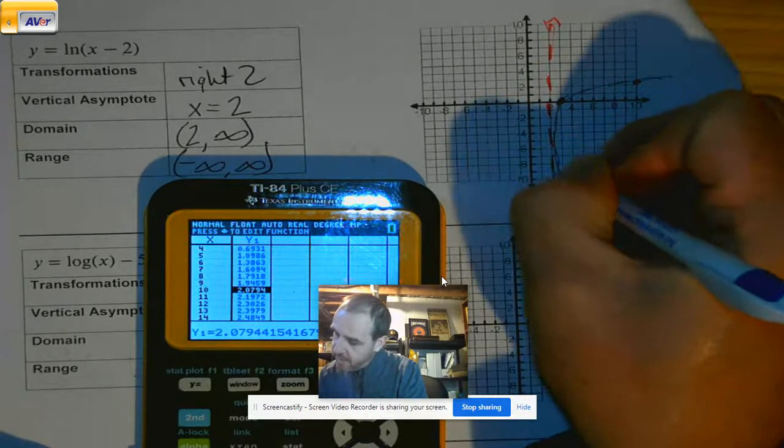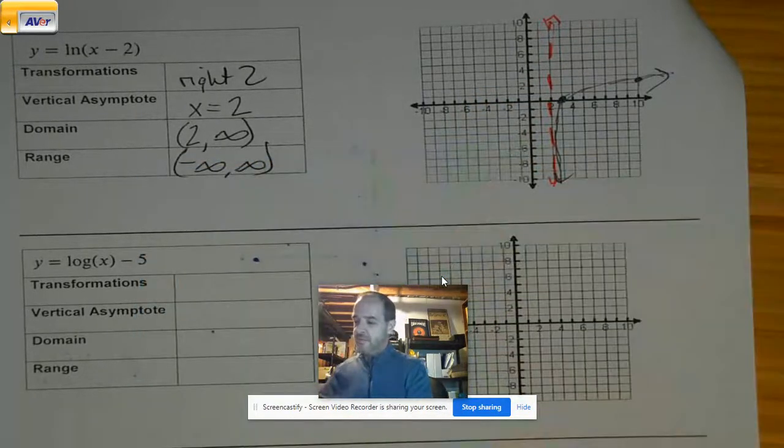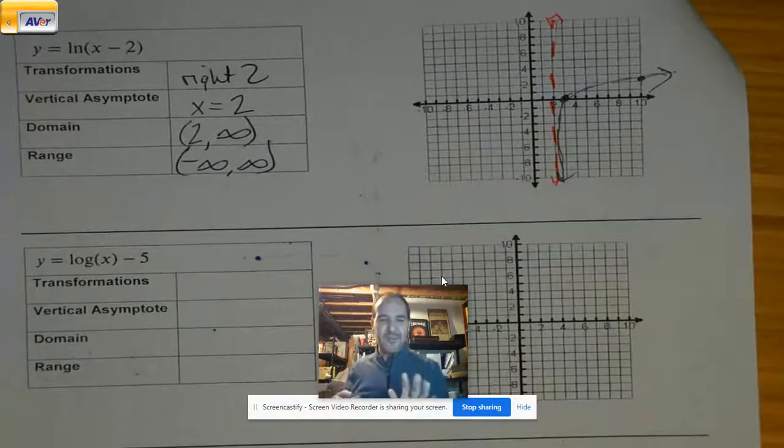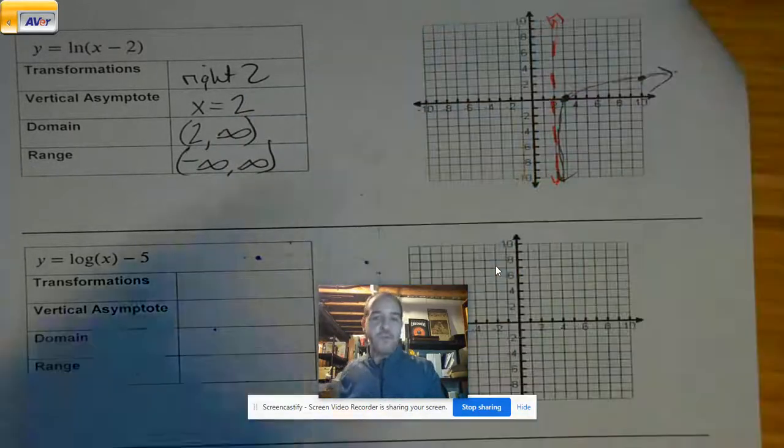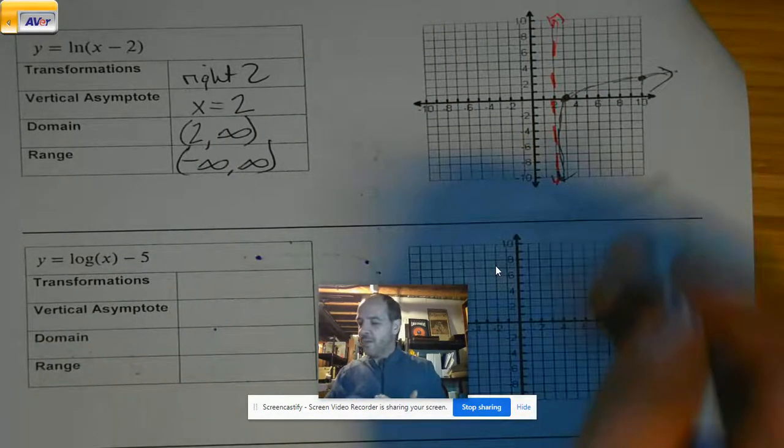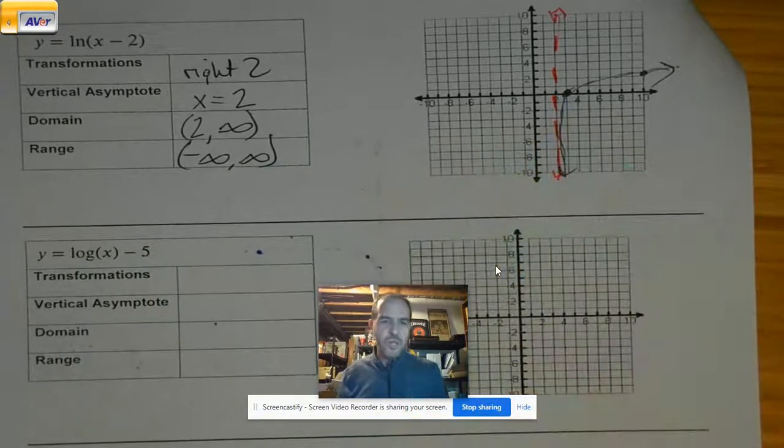All the other rules apply. We're just doing sketches. I want to see approximately some good points. I don't want you just guessing on every single one, but as long as you especially get that intercept in there, we'll be good.